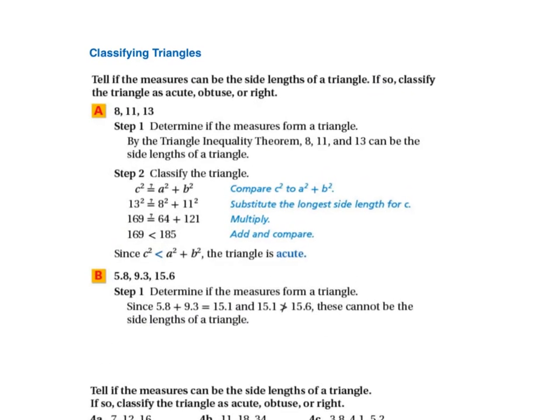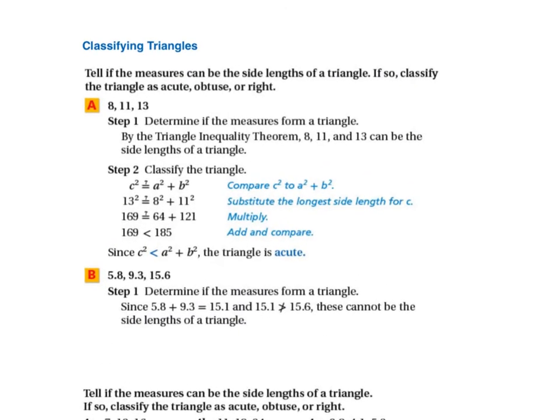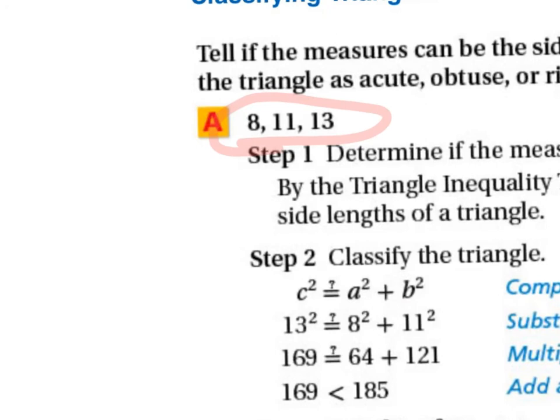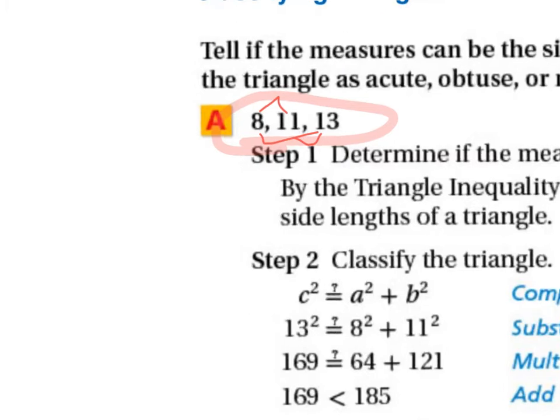So this one says, tell if the measures can be the side lengths of a triangle. If so, classify the triangle as acute, right, or obtuse. So I want to look at 8, 11, and 13. Add 8 and 11, that's 19, which is bigger than 13. And then 11 plus 13 is obviously bigger than 8, and 8 plus 13 is bigger than 11. So I do know that this would form a triangle. Now I got to figure out what kind.